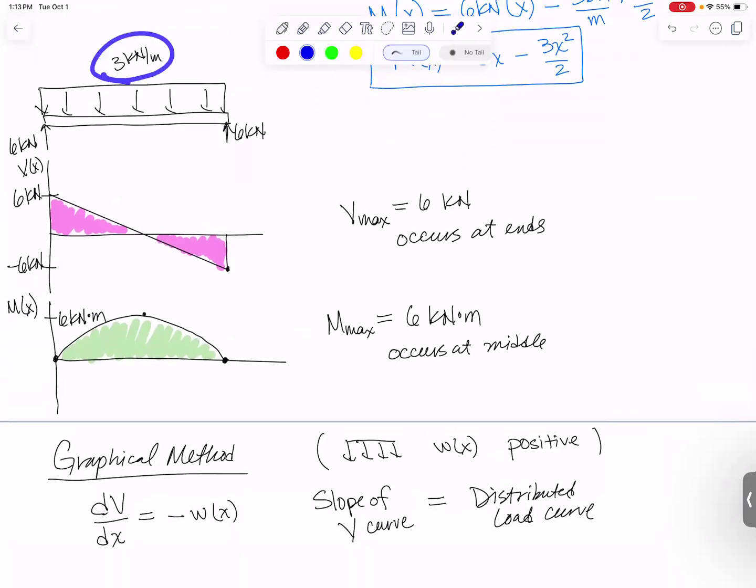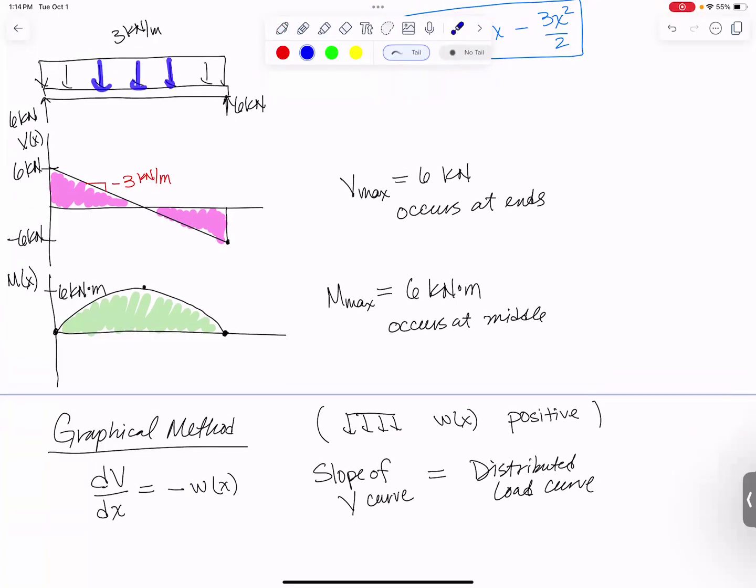Like we had with that previous problem, right? The magnitude of it was 3. It was going in this direction. And so that means that this has to have a downhill slope of exactly 3. Let me even draw it on here. That slope is minus 3 kilonewtons per meter, which matches the 3 kilonewtons per meter right here. If the distributed load is pushing down, then the shear diagram has to be going downhill.